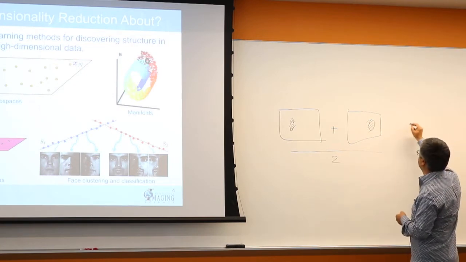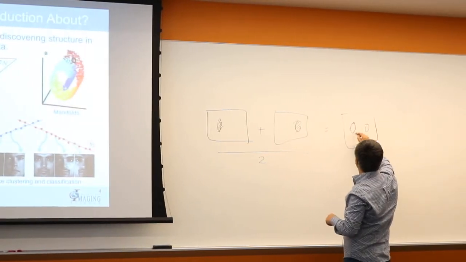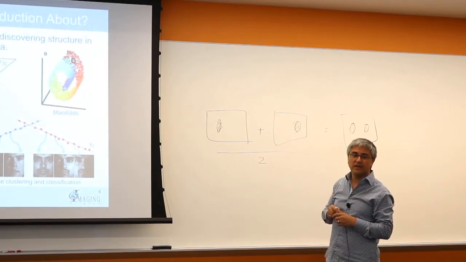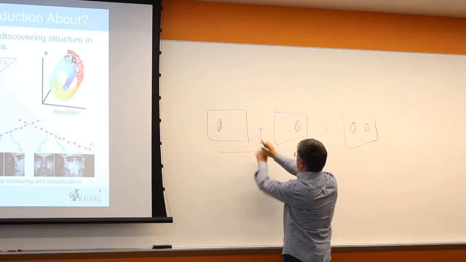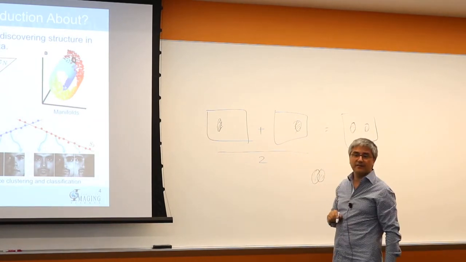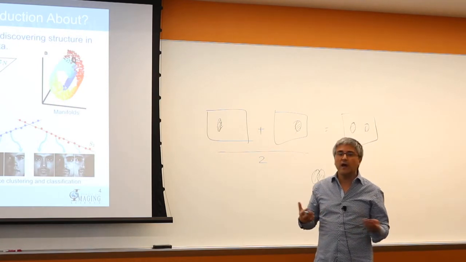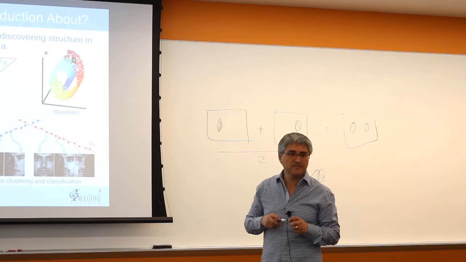I mean, first of all, if they're completely disjoint, I'm just going to get something like this, right? But if they happen to overlap a little bit, I might get something like this, right? So do I get a face of a single person? No. So do averages of faces look like faces? No.